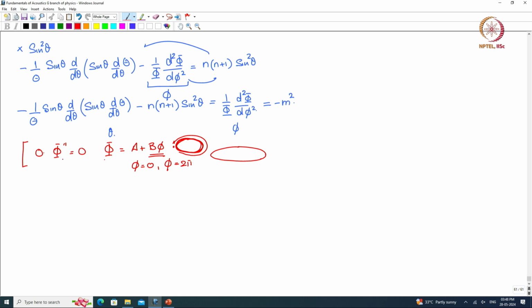Similarly, this can't be a positive number. If it is a positive number, then I will get phi is equal to a e to the power m phi plus b e to the power of minus m phi. And this also blows up, goes to infinity with phi, and has no periodicity with phi.